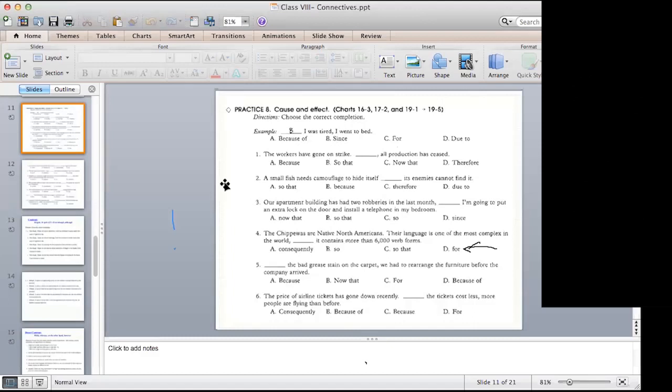Then 6, the last one. The price of an airline ticket has gone down recently. The tickets cost less. More people are flying than before. So what should we use here?